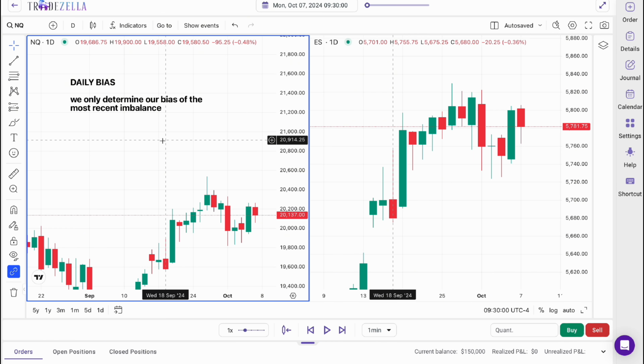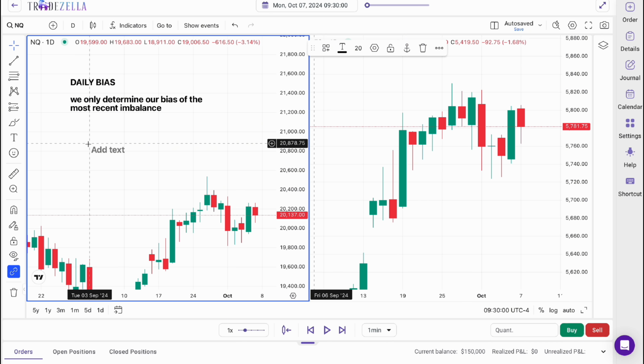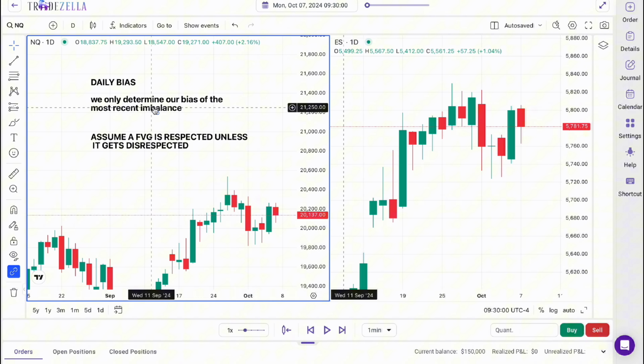And you're probably thinking, how effective is this? Well, it's actually the most effective way, which I've backtested over years and years of price action, which you guys can do yourself. It's the most simplistic and effective way in order to determine bias. The one rule that applies with this bias is that we assume a fair value gap is respected. We only determine our bias off the most recent imbalance that we're currently inside on that time frame.